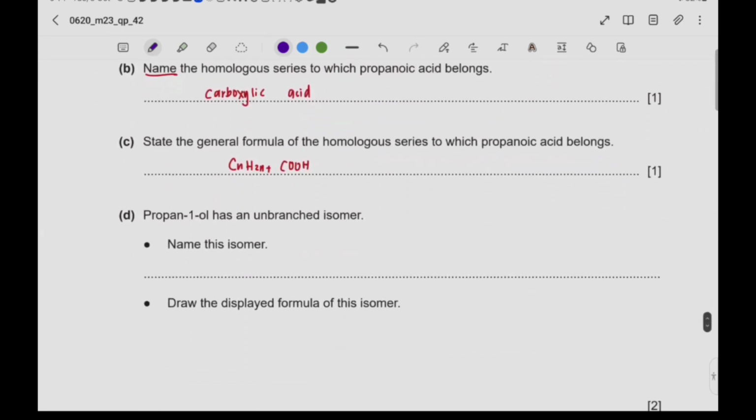Let's continue. Propan-1-ol: an unbranched isomer, they ask you to name this isomer. This chapter, isomers are all the same. What isomer is that? Do you still recall? They ask for the isomer. This is the structural isomer. Since they ask for unbranched, very simple, you just change the position. Propan-2-ol, very simple. Or you can name it 2-propanol.